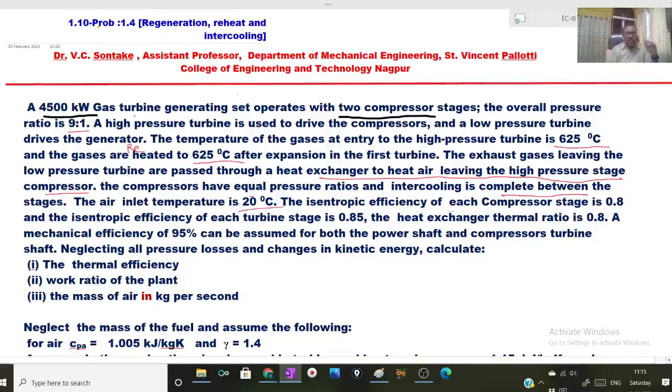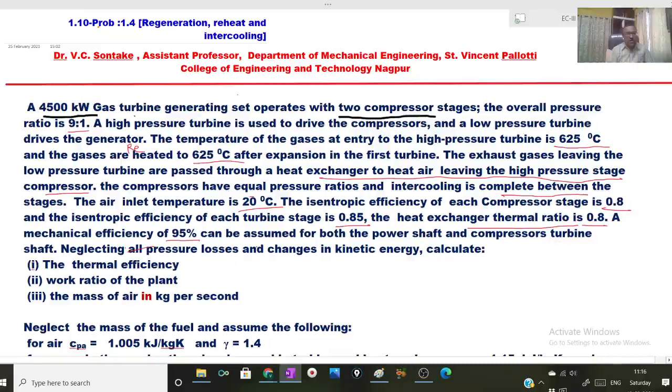The isentropic efficiency of each compressor stage is 0.8 and the isentropic efficiency of each turbine stage is 0.85. The heat exchanger thermal ratio is 0.8. This is nothing but regenerator and its effectiveness. A mechanical efficiency of 95% can be assumed for both power shaft and compressors turbine shaft.